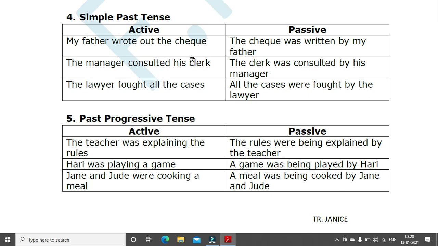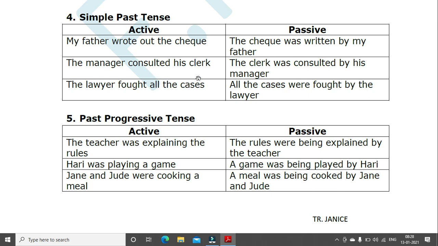The lawyer fought all the cases. What did he do? Fought. This is the action, this is the past tense. Who fought? The lawyer. What did he fight? All the cases. So you start with this. All the cases were fought by the lawyer. Remember, when you're having simple past tense, was and were. Was is for singular, were is for plural.